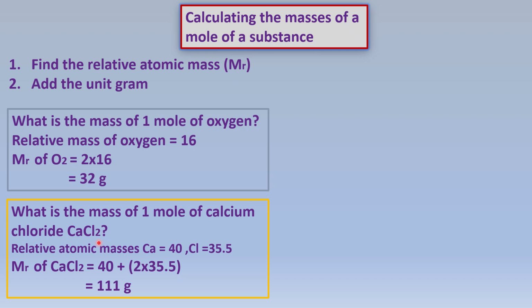So how do you find this mass? You find first the relative mass of calcium chloride. Calcium 40, you have 2 atoms times 35.5. First you multiply 2 times 35.5, then you add 40, and the result is 111, and the unit is gram.